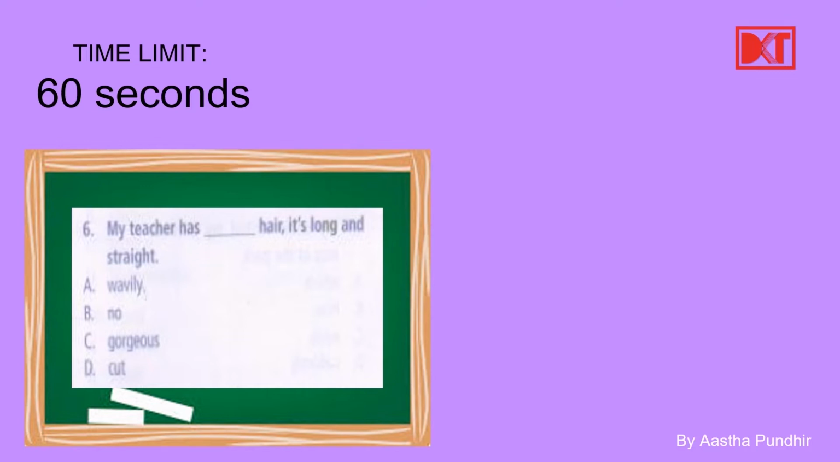Dash here, it's long and straight. A wavily, B no, C gorgeous, D cut. Here the correct answer is C gorgeous. My teacher has gorgeous here, which is the adjective we are using. The other one's A wavily. Wavily is an adverb. We cannot really use it here. D cut is a verb. It doesn't really make sense here.